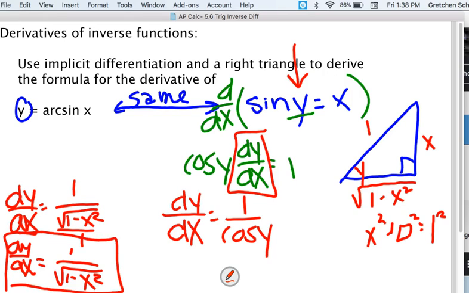So the derivative of the arcsine of x is right there. So it's not memorizing a formula. It's using processes you already know to help get us there.